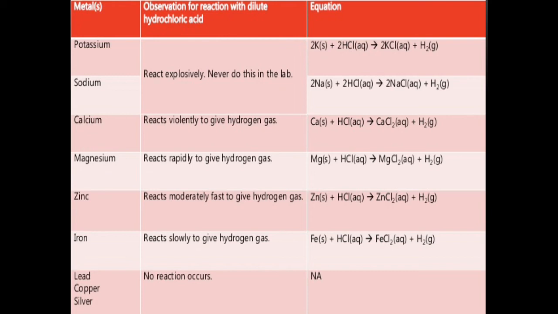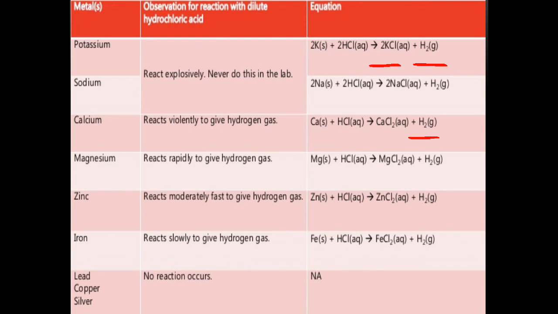hydrochloric acid. Now we see the reaction of potassium is very explosive, and this is often not performed in the lab because it is very dangerous and it can be very explosive. Yes, but the products with hydrochloric acid are aqueous potassium chloride and hydrogen gas. Now third comes calcium. Calcium reacts with hydrochloric acid to form calcium chloride and hydrogen gas.